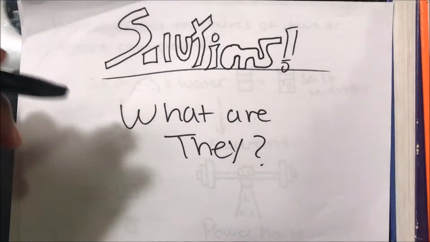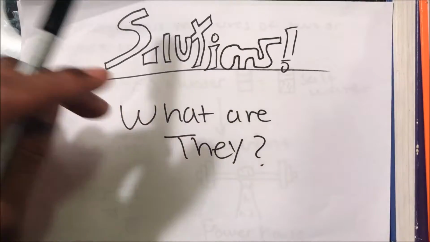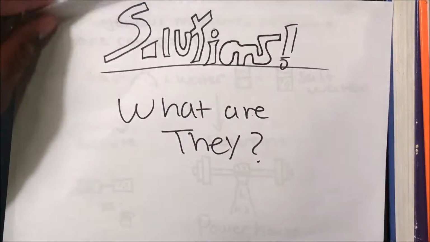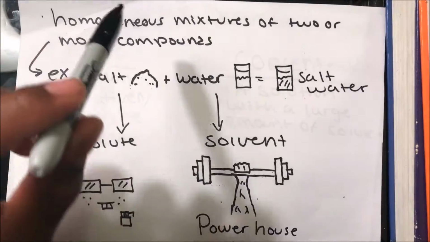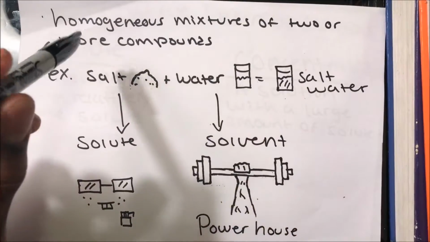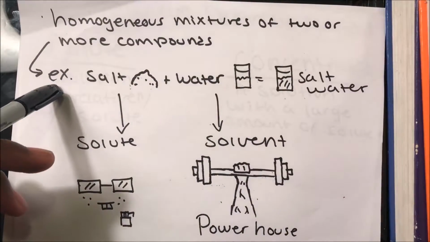We're about to go into a short introductory lesson over solutions. First, we need to answer the question of what are solutions. It's a pretty easy concept to remember. Solutions are just homogeneous mixtures of two or more compounds. So take, for example, the mixture between salt.